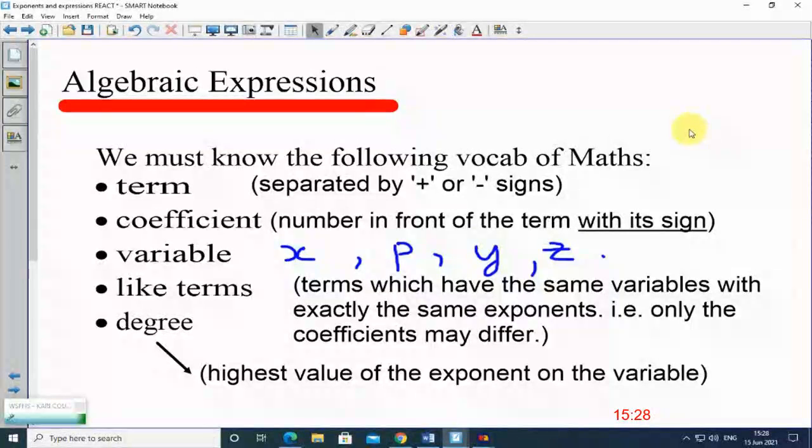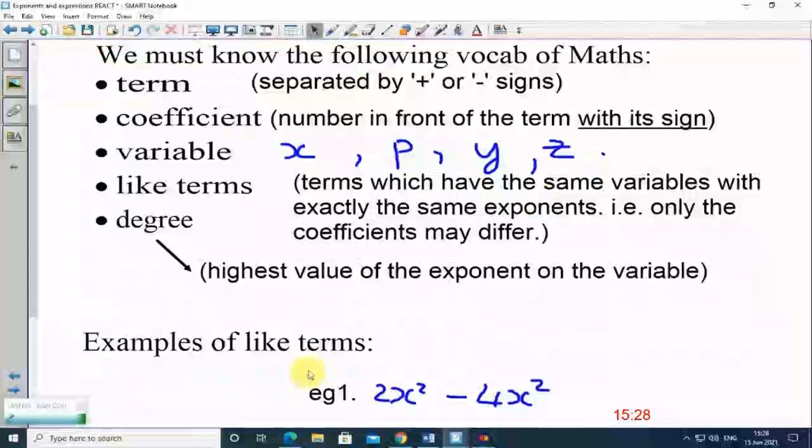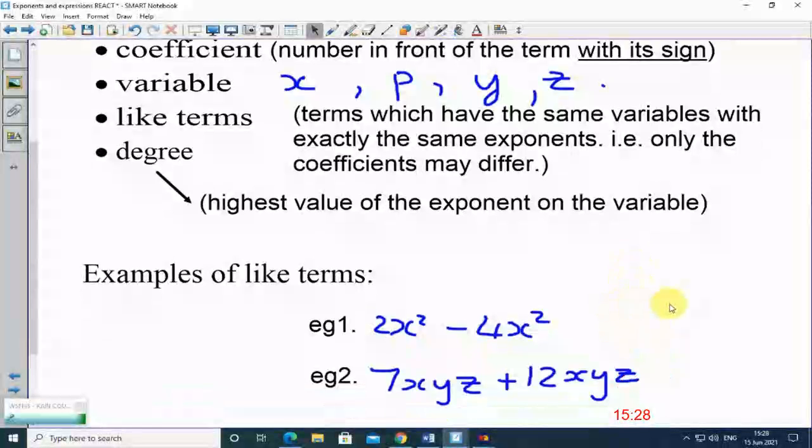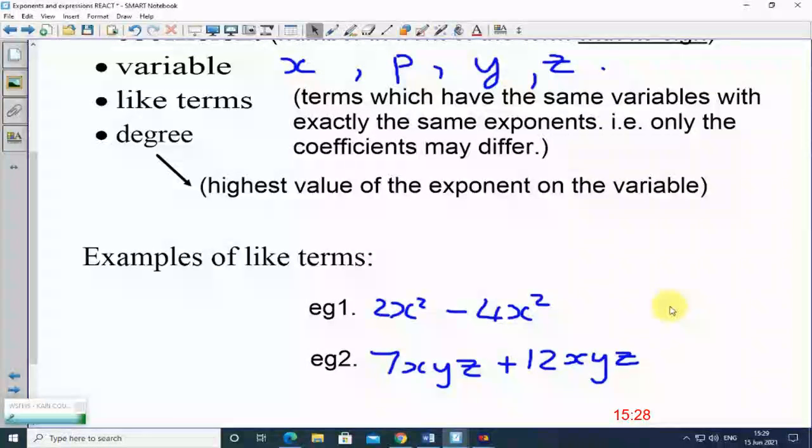Right. So with that said, here are some examples of like terms. Alright? So in my first example there, I've got a 2x squared minus a 4x squared. Alright? They are both x squared terms. Their algebra part is x squared. Nothing different. Exactly the same in both of them. But because they're like terms, we can actually add them or subtract them.